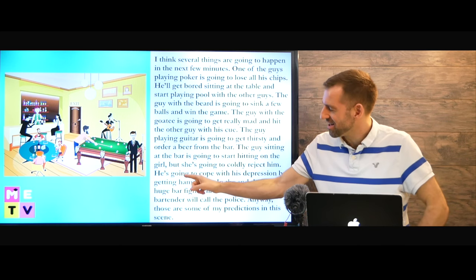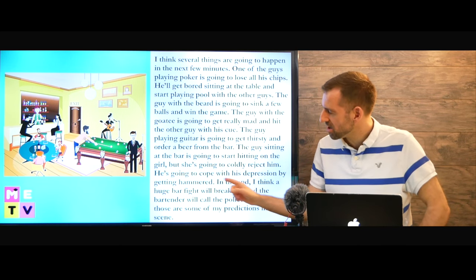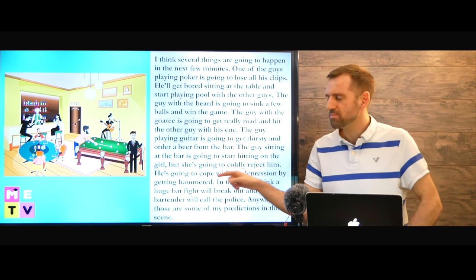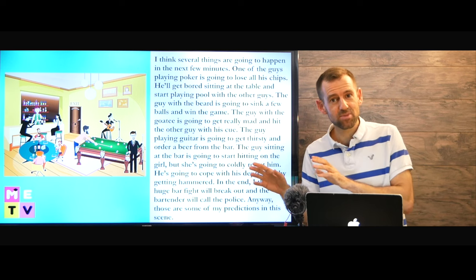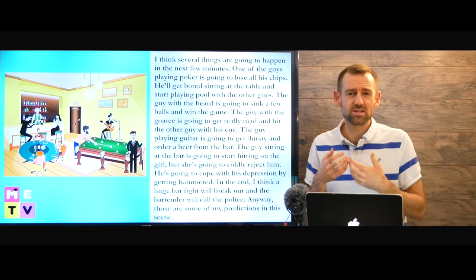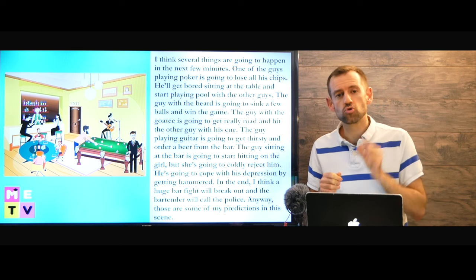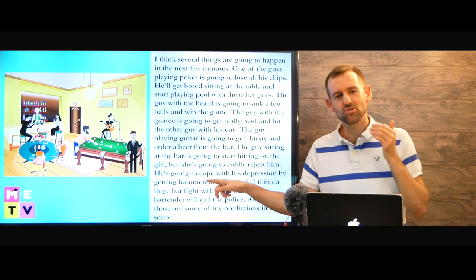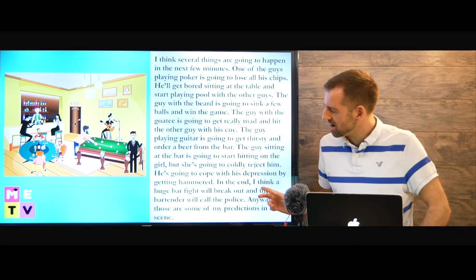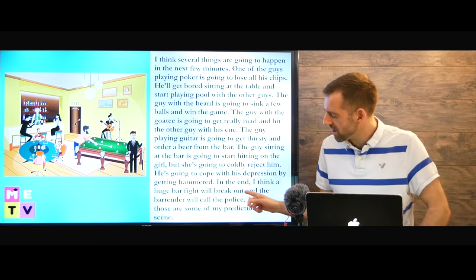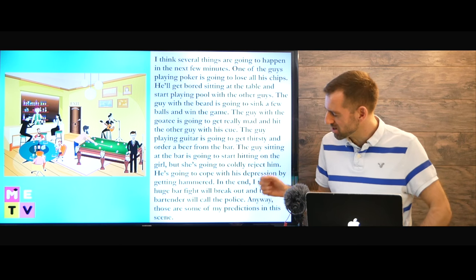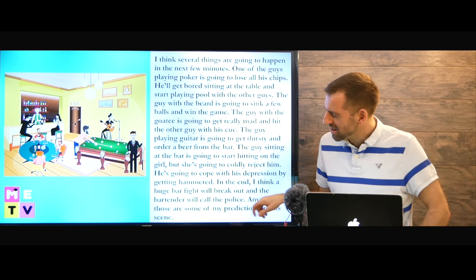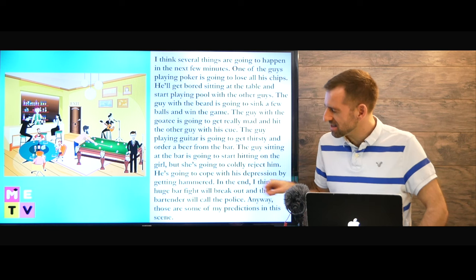Okay, he's going to cope with his depression by getting hammered. Cope means deal with. He's going to get really depressed because she rejected him. So he's going to deal with his depression by getting drunk. Hammered means drunk. Okay? In the end, I think a huge bar fight will break out and the bartender will call the police. A bar fight is when everyone starts fighting each other, punching each other in the face. Anyway, those are some of my predictions in this scene.